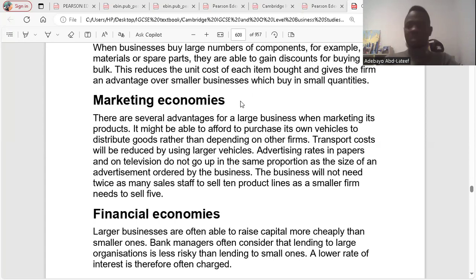Then for marketing economies of scale, it means you have an advantage to advertise at a reduced cost because you do more. Advertising firms need you more. Yeah. So they will charge you less, unlike smaller firms that do not have the financial capability to do more advertisement. So you have the financial capability to do more advertisement. As a result of that, you might be doing it at a lower price. Yes. Then we go to financial economies.